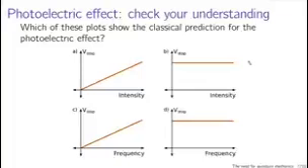Just to briefly check your understanding, consider these plots of stopping voltage as a function of the parameters of the incident light, and check off which you think shows the classical prediction for the photoelectric effect.